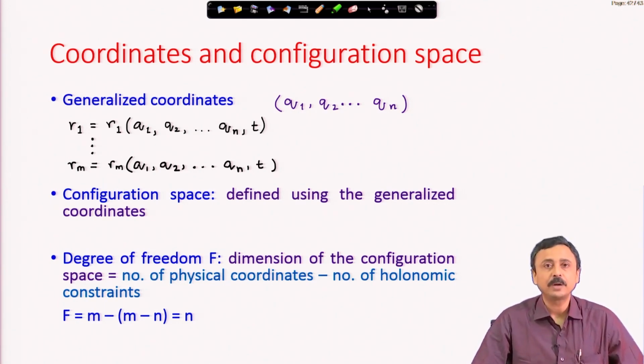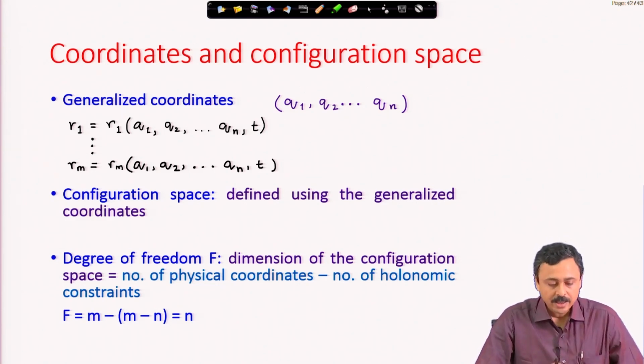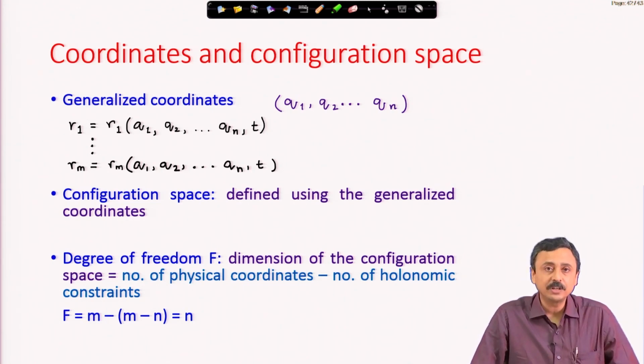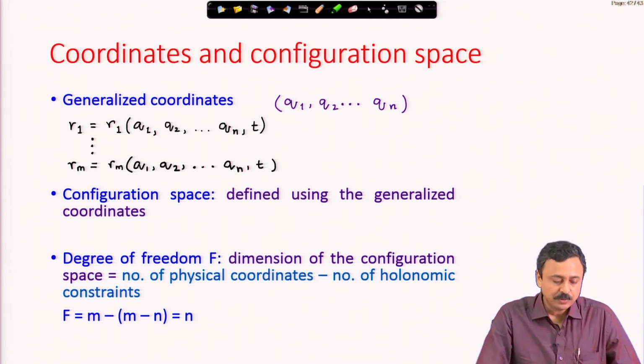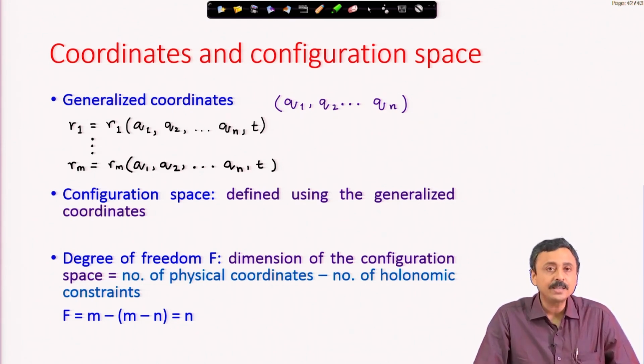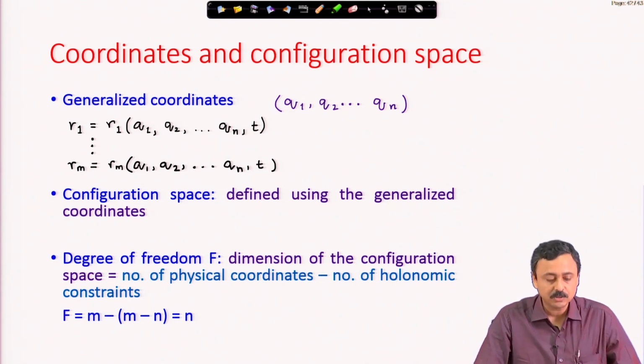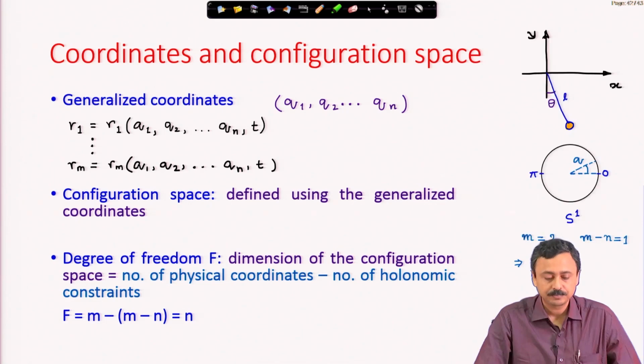This I cannot reduce by including the non-holonomic constraint. Therefore, the coin has 5 degrees of freedom, and additionally it has these 2 non-holonomic constraints. Therefore, degree of freedom, which is the dimension of the configuration space, is equal to the number of physical coordinates minus the number of holonomic constraints. Suppose we have m physical coordinates and m minus n holonomic constraints, then we have n degrees of freedom, and n generalized coordinates we will need.